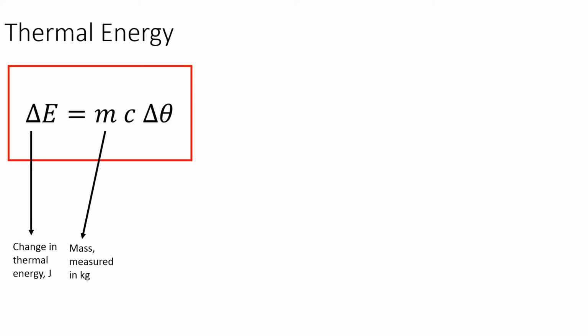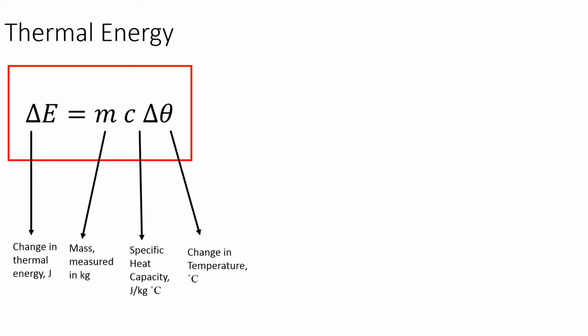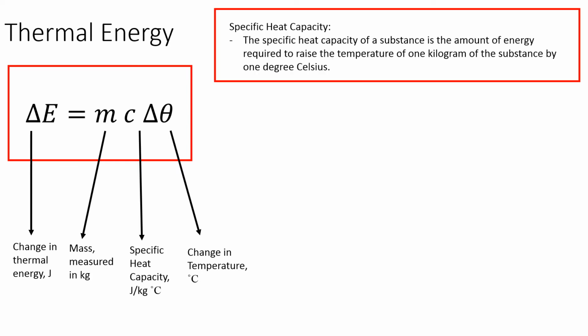M is the mass of the substance or the object that we'll be measuring, and that's measured in kilograms. C is the specific heat capacity, and we'll talk about that a little bit later on, and that's measured in joules per kilogram per degree centigrade. Delta theta, this is one you've got to remember, but it's the change in temperature. You would expect delta T, but in this case it's delta theta, and that's degree centigrade, or it could be Kelvin.